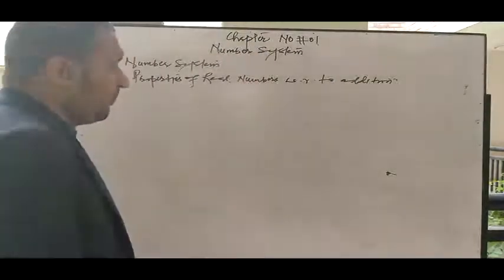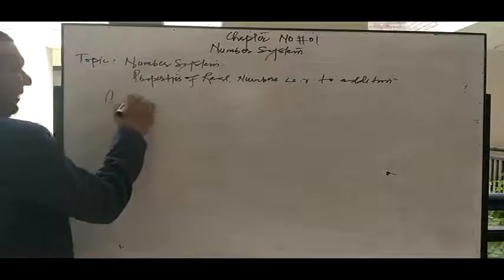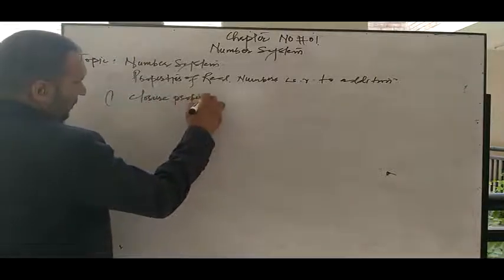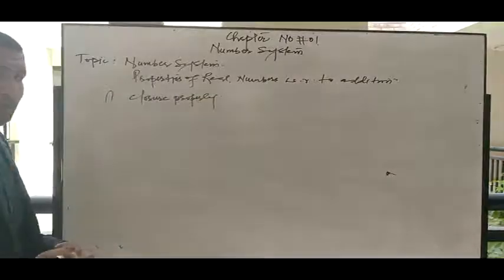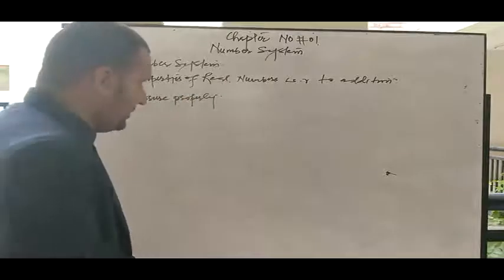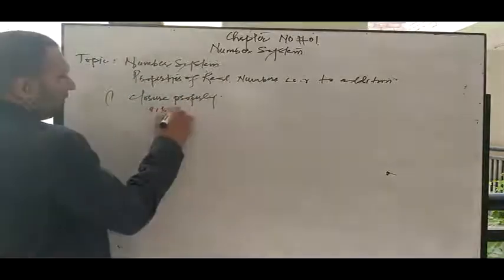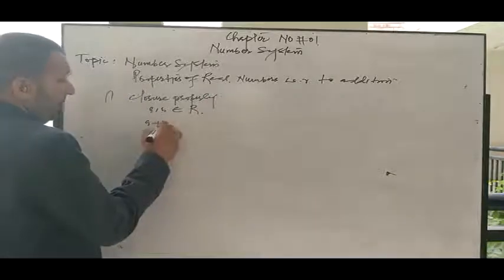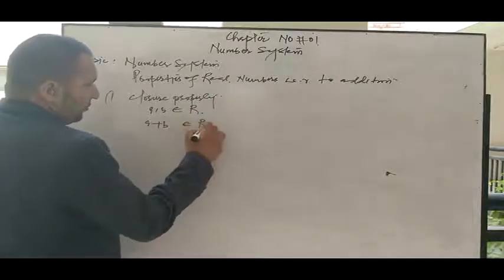First up is the closure property. Closure property means that when we add any two values a, b which belong to the real number, the property is closed with respect to addition: a plus b belongs to the real number.